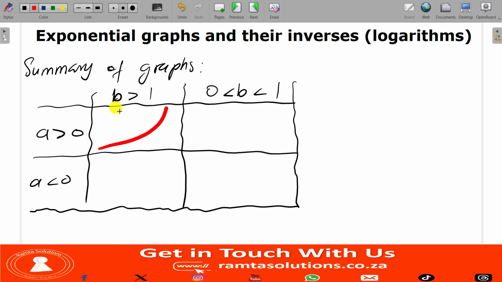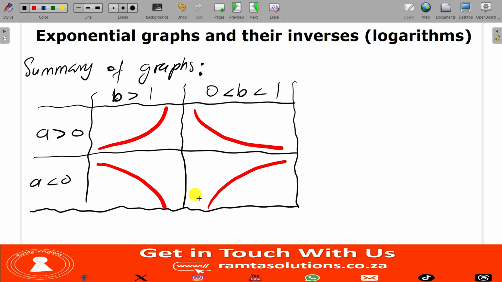Now, remember we said when a is positive, the graph lies above the asymptote, and when it's negative, it lies below the asymptote. It'll be like this. Now, when b is greater than 0 but less than 1, your graph will be like this, especially when a is greater than 0. Now, when a is less than 0 but b is greater than 0 and less than 1, it will be like this. As you can see, it will be increasing. Do you guys see this? So these are the graphs that we get when we draw our exponential graphs.